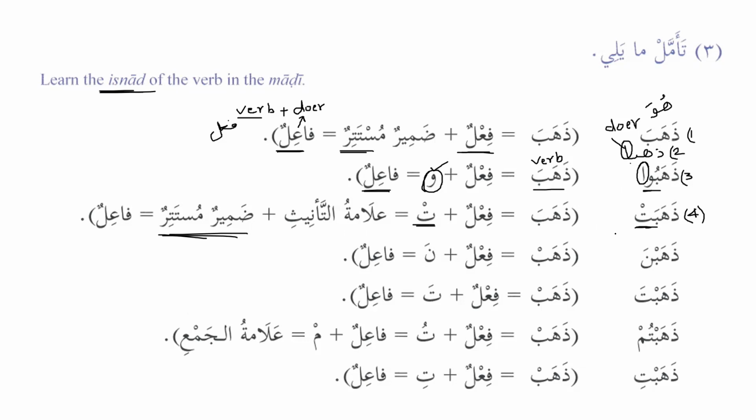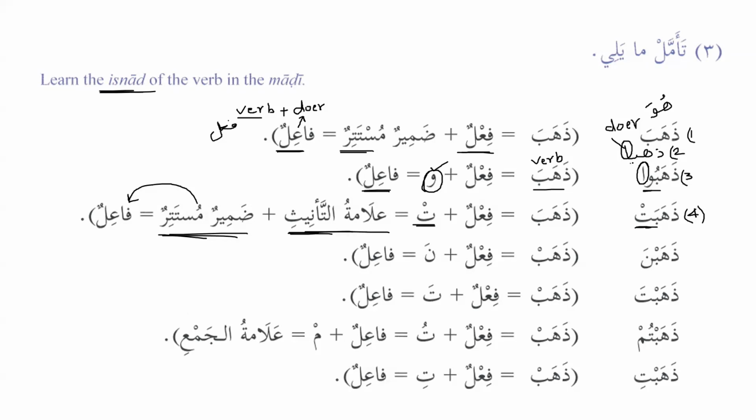So this ta is always sakin, and this is called alamatut ta'nith. Basically, ta'nith means feminine. So this is the sign of feminine, alamatut ta'nith. This ta is the ta of feminine, and the doer inside is again mustatirun, yani the fail is hidden inside it. Damirun mustatirun. So number one and number four have the doer that is inbuilt, that is hidden.